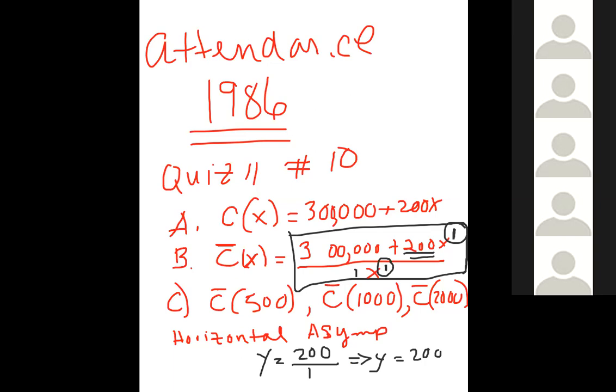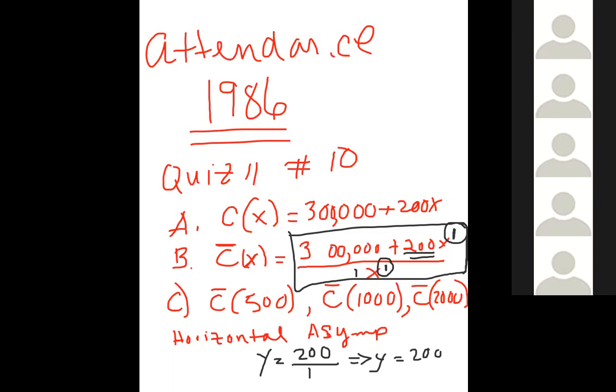Now, recap, guys. This is a company that's manufacturing mountain bikes. Their fixed cost is $300,000, and then it costs about $200 to produce each bicycle. Now, remember, this is a horizontal asymptote at y equals 200. So think about what that means. We're going to come back to it later on because that's the last part of the problem.